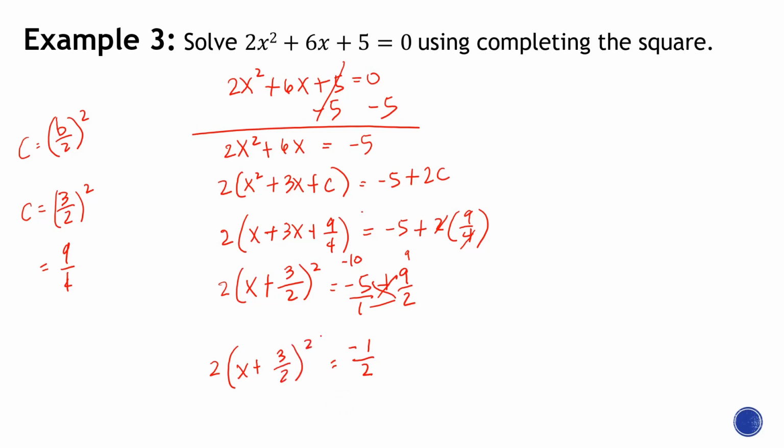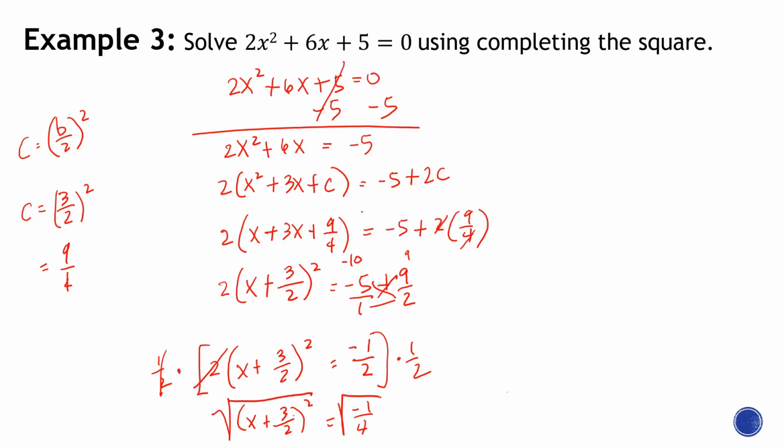Okay, the next step here is we will get rid of that 2. And how we're going to do that, just like what we did in the previous example, I'm going to multiply 1/2 on both sides. So this is going to be x plus 3 over 2 squared equals negative 1 over 4. And then we will square both sides, or find the square root of both sides. So this is going to be x plus 3 over 2 equals.